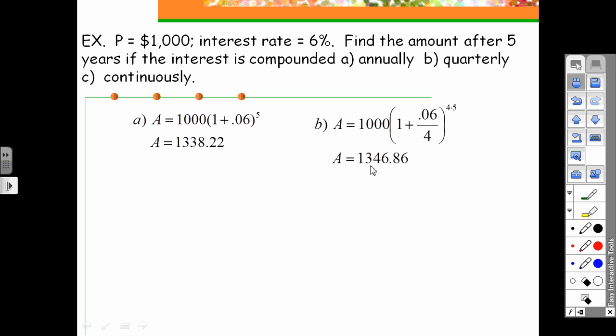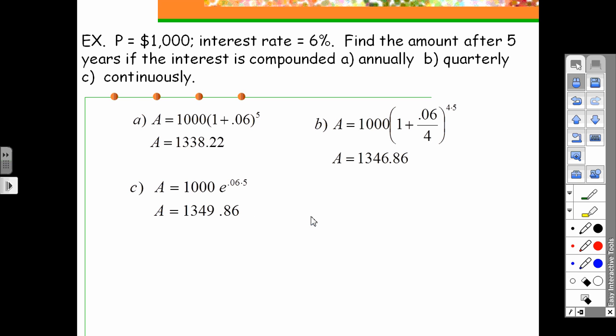All right, so now let's take a look at what it would be if it was compounded continuously. And this is where we have to use our PERT formula. So we're going to do our principal times e, and this is where it gets different because we're multiplying our interest rate up here in the exponent, times t. So 0.06 times 5, and that's what you're raising e to and multiplying by 1,000. And you can see that it's about $3 more.